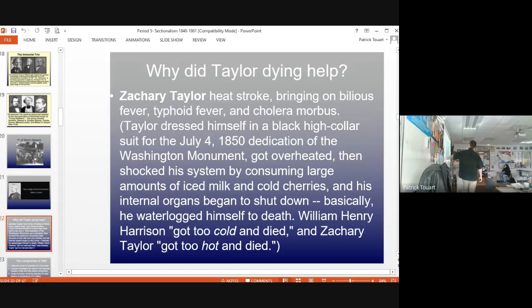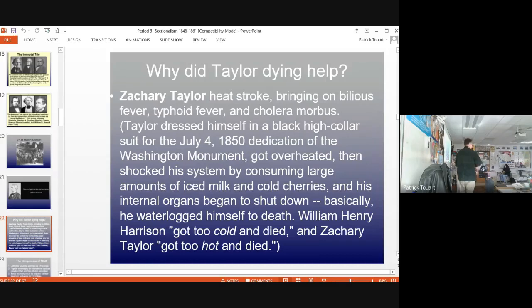So he goes back to the White House, and one of the delicacies of that day, like desserts of that day, was like what we would consider a milkshake. Ice was rare, right? So he drinks iced milk and cold cherries. He likes drinking a cherry milkshake, a bunch of it, and he waterlogged himself to death. His organs shut down. He went into like stroke, and he died of this, bilious fever and cholera morbus.